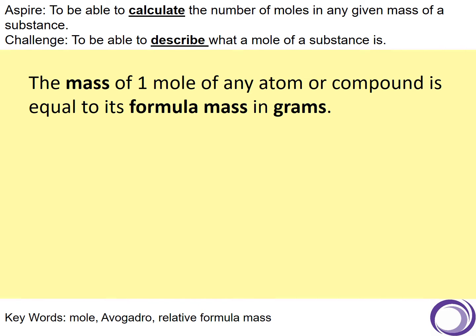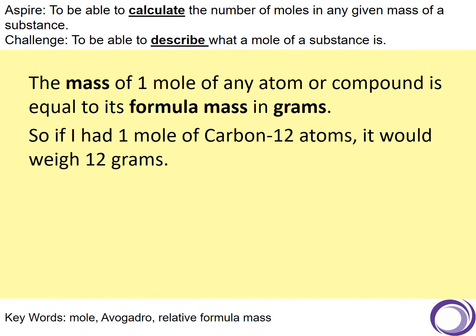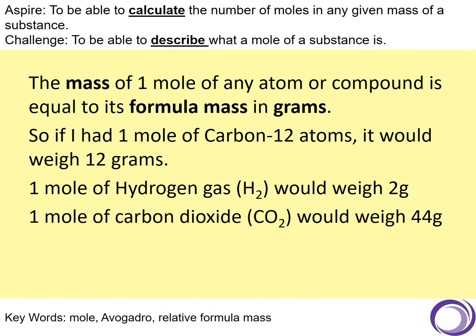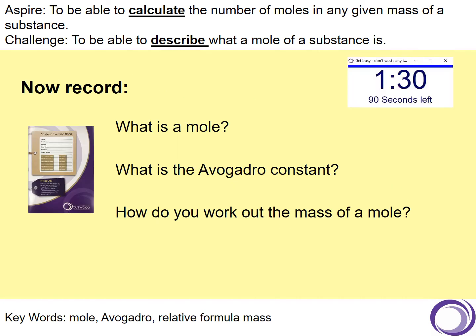Now moving forward, the mass of 1 mole of any atom or any compound is equal to its formula mass in grams. So for example, if I had 1 mole of carbon-12 atoms, it would weigh 12 grams. If I had 1 mole of hydrogen gas, it would weigh 2 grams. I simply add up, find the formula mass, 1 plus 1 is 2 for the hydrogen, and then I convert it into grams. A mole of carbon dioxide would weigh 44 grams, so that would be 12 for the carbon and 2 lots of 16 for the oxygen, gives me a formula mass of 44. Convert it into grams, that is 1 mole of carbon dioxide.